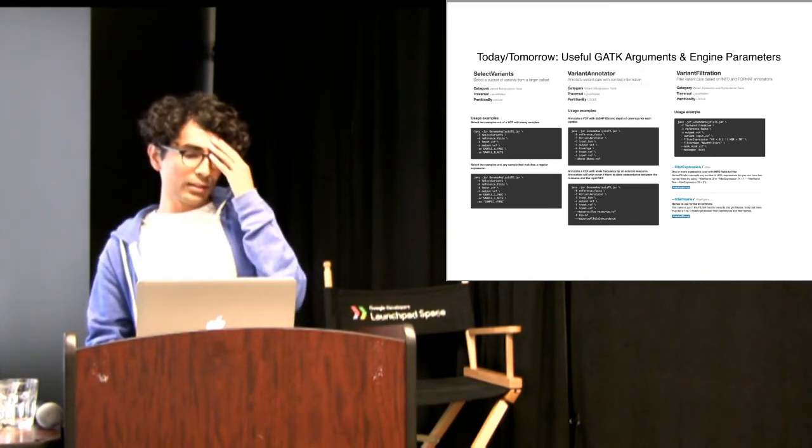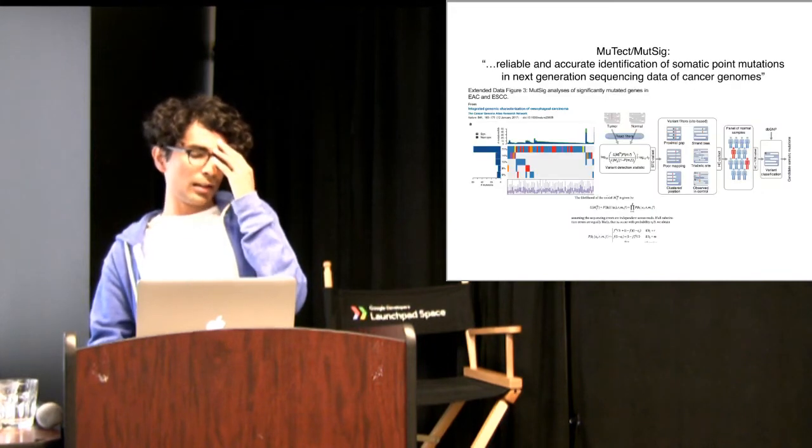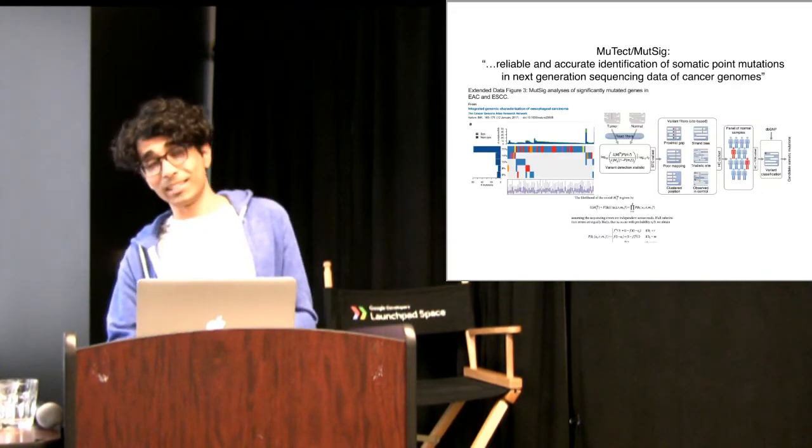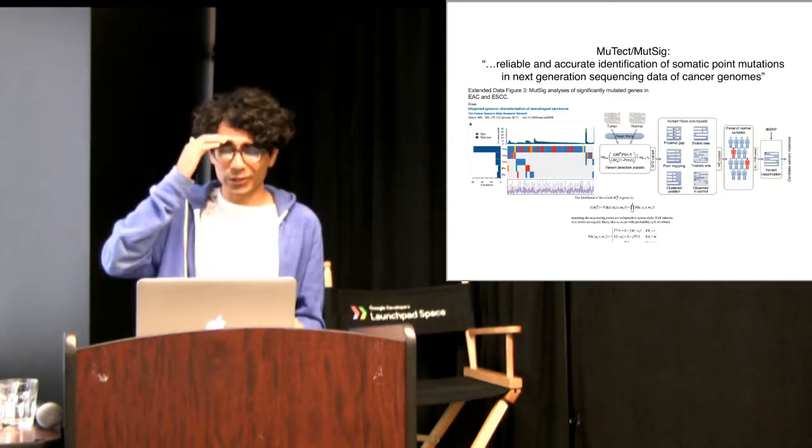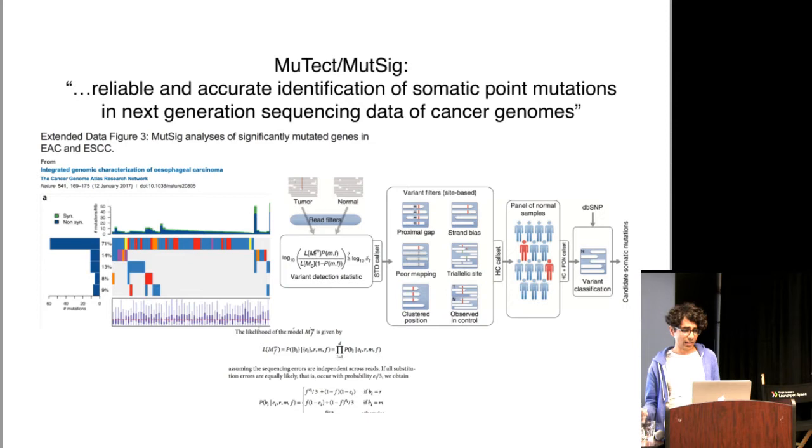Okay, so far everything we've gone over isn't specific to cancer. So let's go over some stuff that's actually made for cancer. I don't have to read this for you; you can read this. It's reliable and accurate identification of somatic mutations in cancer genomes. People use this stuff a lot, and it gets good results. The journals like it if you use this stuff.